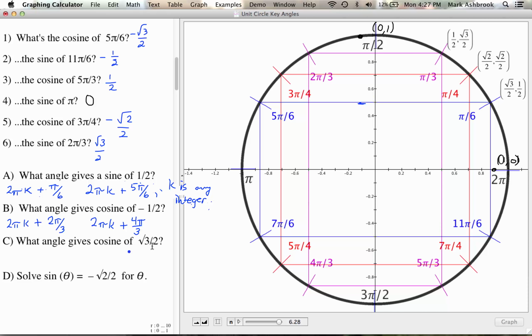So here's some more practice for you: what angle gives a cosine of radical 3 over 2, and solve sine of theta equals negative radical 2 over 2 for theta, similar type questions.